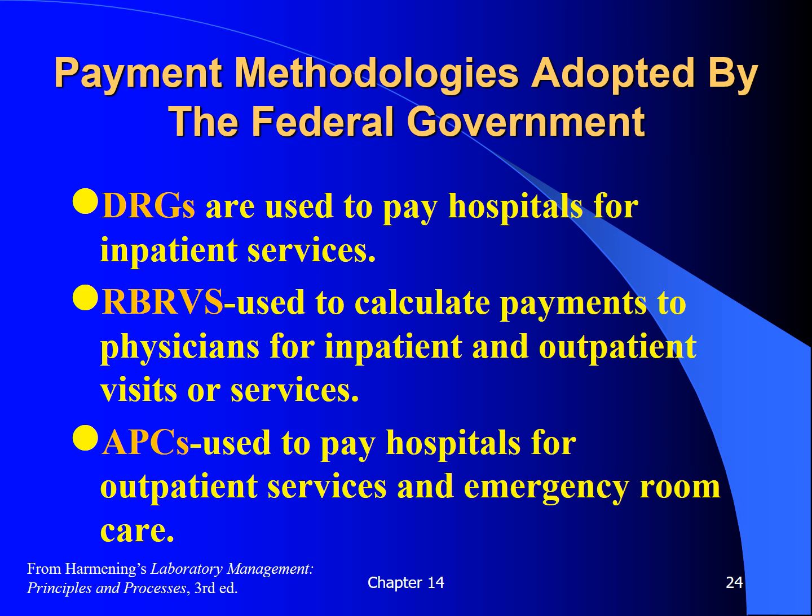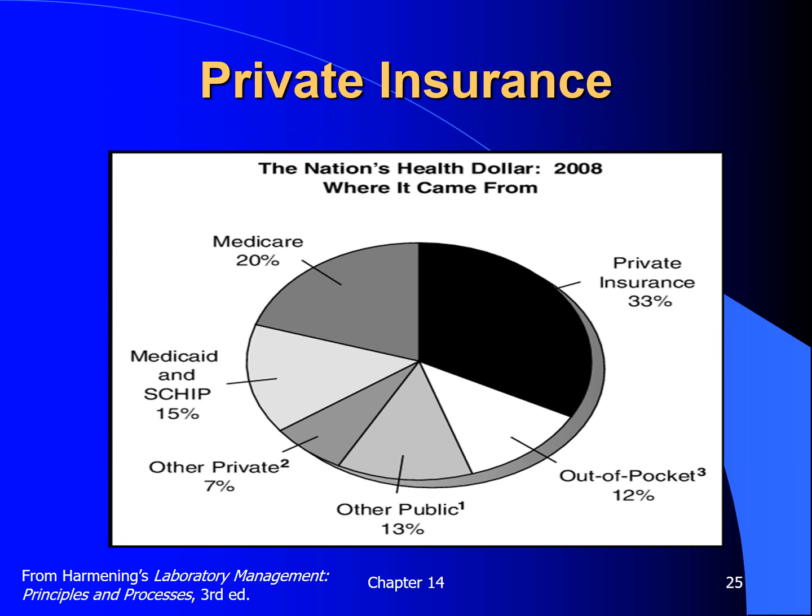Payment methodologies adopted by the federal government. DRGs are used to pay hospitals for inpatient services. RBRVS is used to calculate payments to physicians for inpatient and outpatient visits or services. APCs are used to pay hospitals for outpatient services and emergency room care.